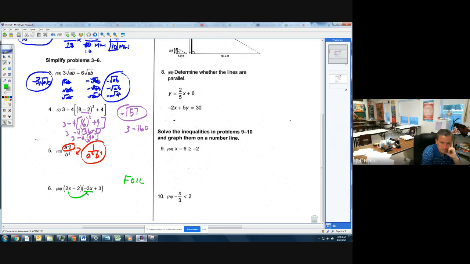You do the 2 first terms. 2 times a negative 3 is a negative 6, and you have x squared there. The 2 outside terms, 2x times 3 is 6x. The inside terms, 2 negatives make it positive 6x. And the 2 last terms, negative 2 times positive 3 is negative 6. Wow, 6s are wild. And then, like usual, the middle 2 terms will combine. You get negative 6x squared plus 6x, and 6x is 12x minus 6.